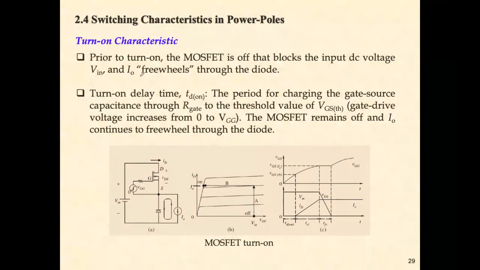So the current here, I naught, flows through the diode. Again, before turning on, the MOSFET is off, so there is no current, and here it is open. Instead, we have the closed loop with a constant current source, so the current I naught flows through the diode.